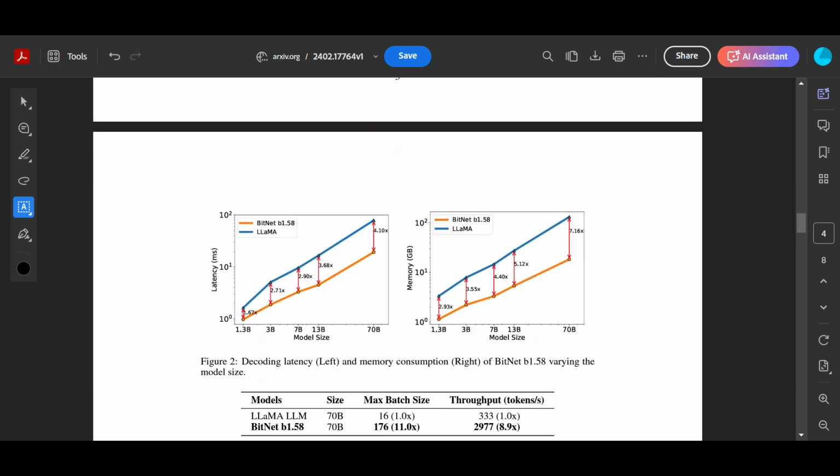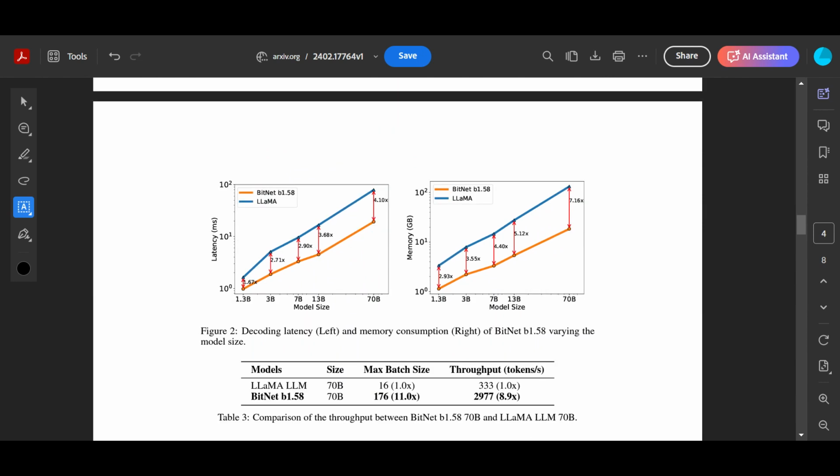Now, let's look at some results. In terms of latency, you see that BitNet, which is the orange line, is significantly lower than Llama, which is the blue line. And you can see that the model size is comparable. And also, in terms of memory, again, BitNet is significantly less memory consuming than Llama for the same model size, anywhere from 2.93x to 7.16x smaller.